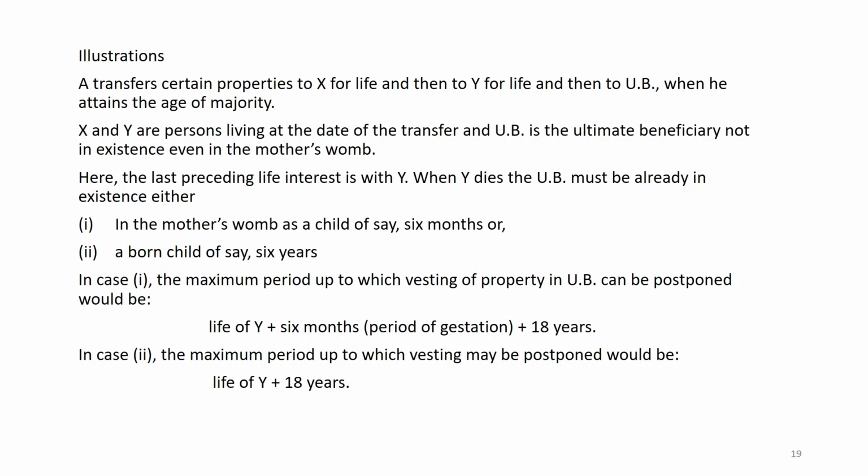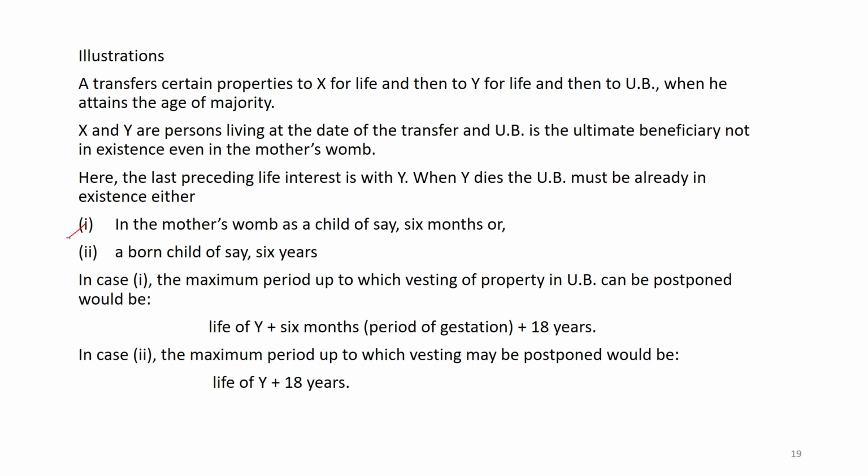So, in this I have said that A transfers certain properties to X for life, then to Y for life, then to the unborn when he attains the age of majority. X and Y are persons living at the date of transfer, and the unborn is the ultimate beneficiary not in existence even in the mother's womb. Here the last preceding life interest is with Y. When Y dies, the unborn must already be in existence, either in the mother's womb as a child of say 6 months, or a born child of say 6 years. Okay. So, I have given you examples of both.